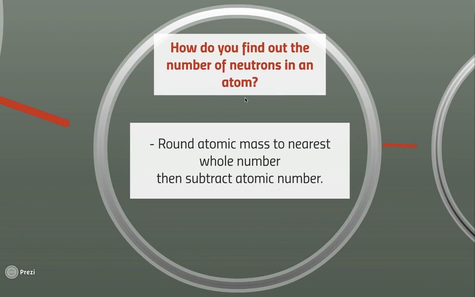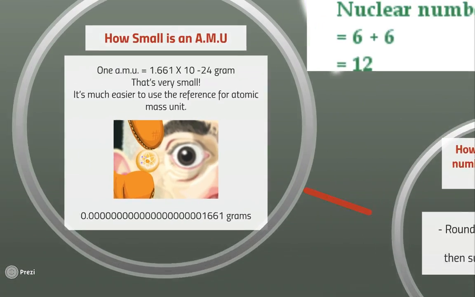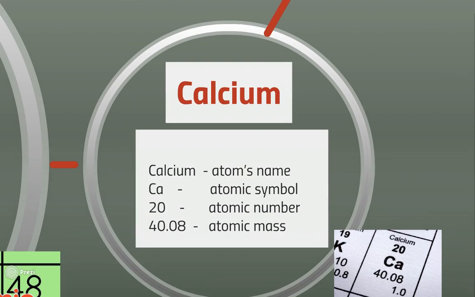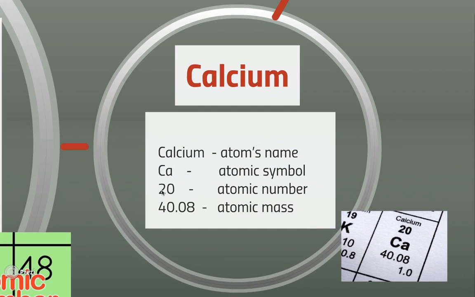Okay, this is a very, very important part. How do you find the number of neutrons in an atom? Now, first of all, let's go back. Protons, neutrons, and electrons. We find the number of protons and electrons by looking at the atomic number. If the atomic number is 20, like for calcium, then that means that we have 20 protons and we have 20 electrons in the atom. But what about neutrons? How do we find the number of neutrons?